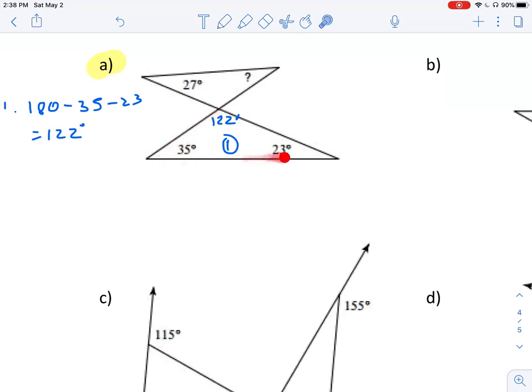Now I have 3 triangles, but I also have opposite angles here. So that means that this side is also 122 degrees. So I'm then going to use the same approach. 180 minus 27 minus 122 is going to give me my unknown. And I go ahead and do that math. My unknown is equal to 31 degrees. So this here would be 31 degrees.